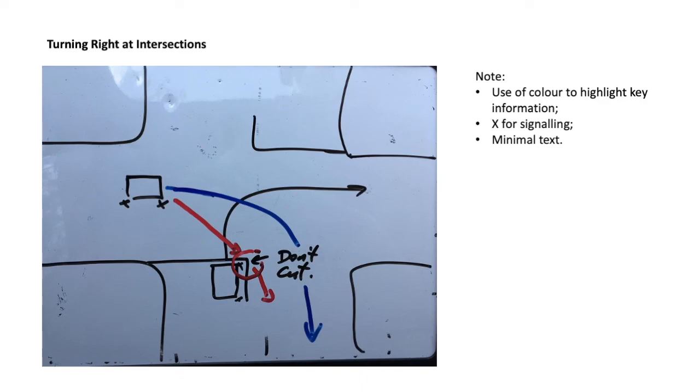Turning right into intersections. So I've got a couple of notes here. Use of colour to highlight key information. So you can see there's a red line here and a blue line here. So one of the values of having a couple of different colour pens is you can contrast information. So my eyes are actually drawn to 3 different colour lines. So I've got a black, a blue, and a red. So the red is the one that we don't want, cutting the corner there. The blue is the ideal that we're looking for, and the black is just outlined to the student what the vehicle at the stop line there is intending to do.